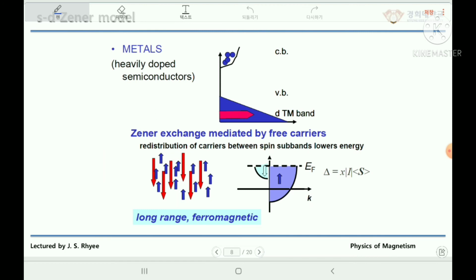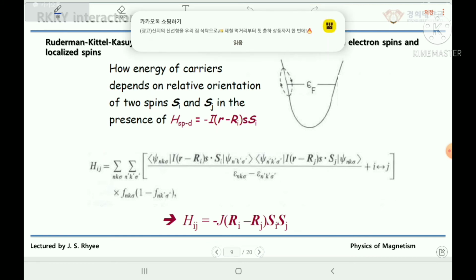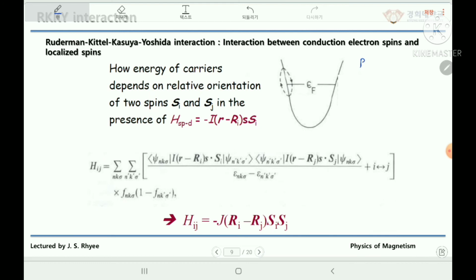One thing is that metallic materials, this metallic magnetism, will be discussed separately. I do not describe the metallic magnetism in detail here. I will describe it further in the metallic magnetism part. And one representative indirect exchange interaction is the RKKY interaction.